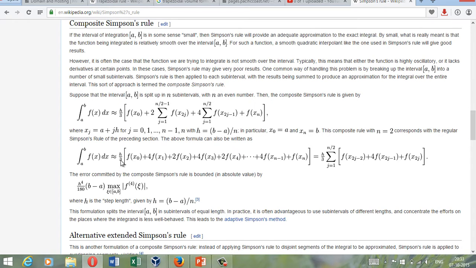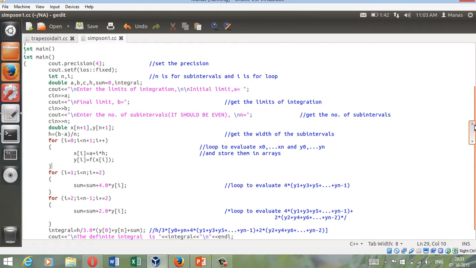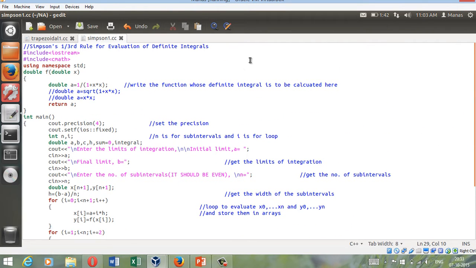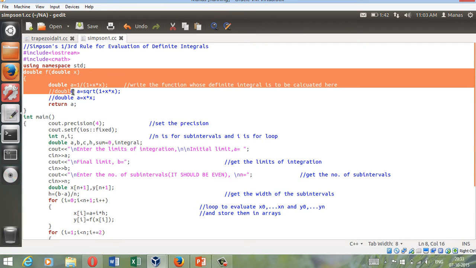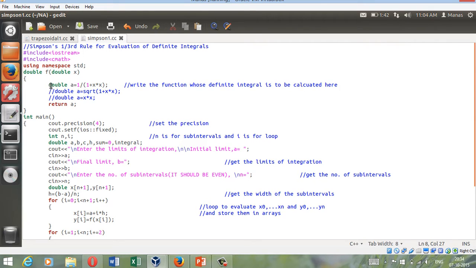So that is an important observation right here. Now we will implement this in a C++ program, which I have opened in my virtual box. Anyways, so here is the function where you will define your function whose definite integral you have to calculate. In this case, we'll be calculating the definite integral of 1 divided by 1 plus x squared.